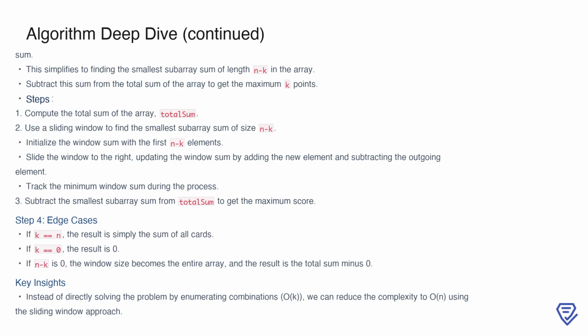As the window slides to the right, dynamically update the window sum by adding the new incoming element and subtracting the outgoing element. During this process, keep track of the minimum window sum encountered. Finally, subtract the smallest subarray sum from total sum to get the maximum possible points from the chosen k cards.